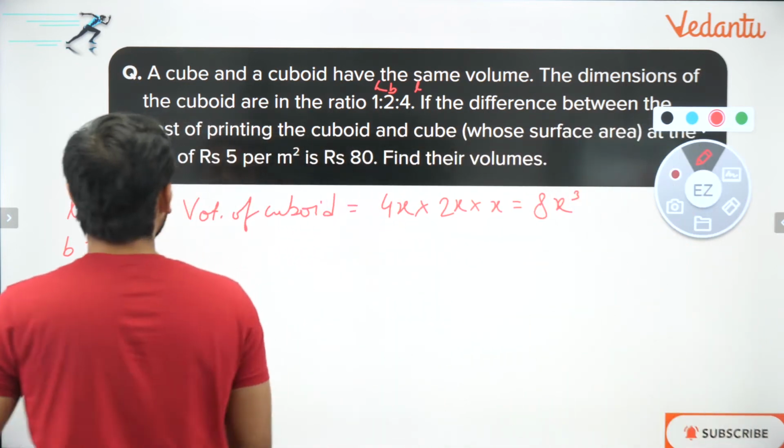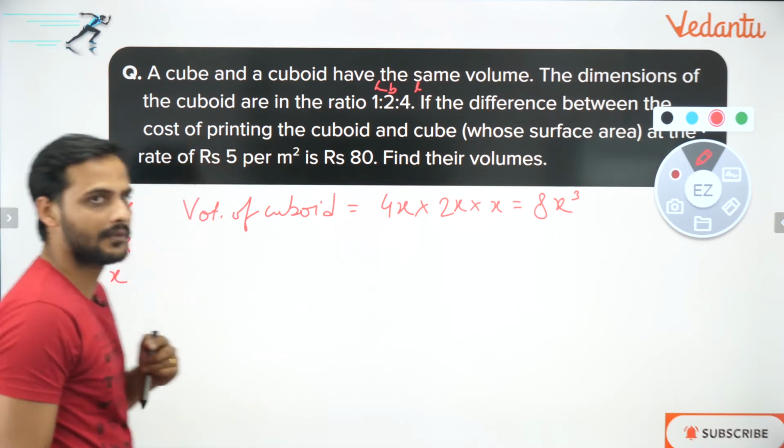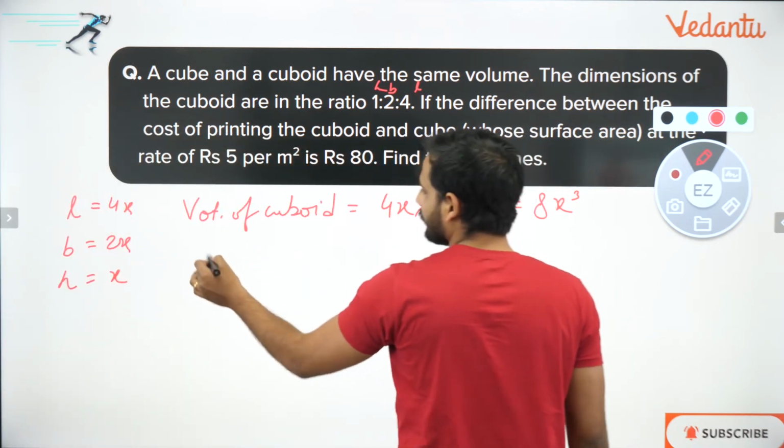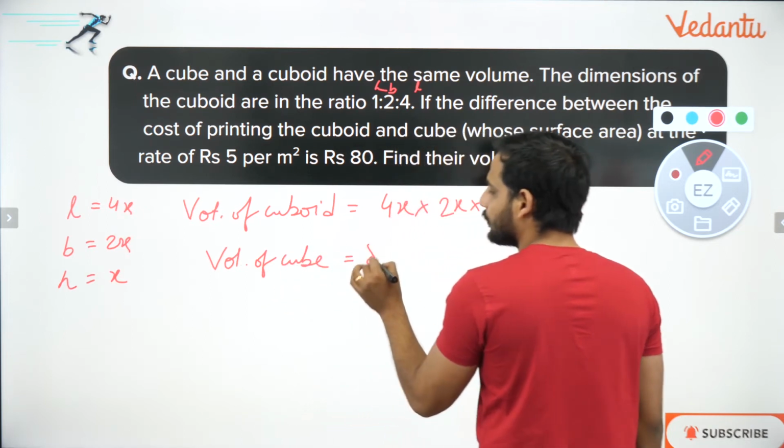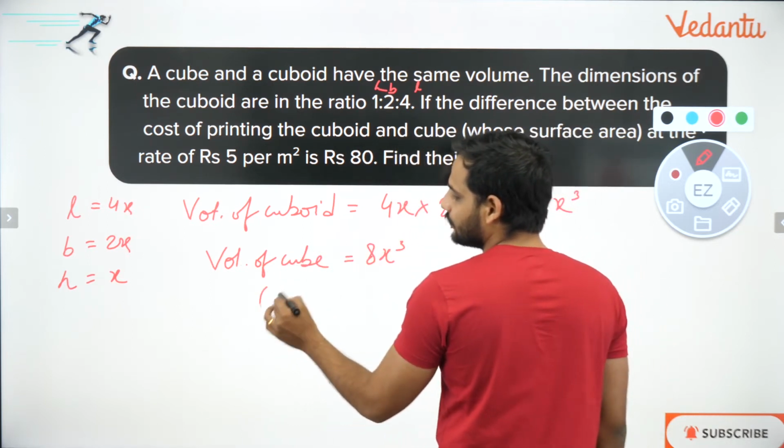They have also told that volume of cube and cuboid are the same. So volume of cube is also 8x³, and volume of cube is what? Side cube.